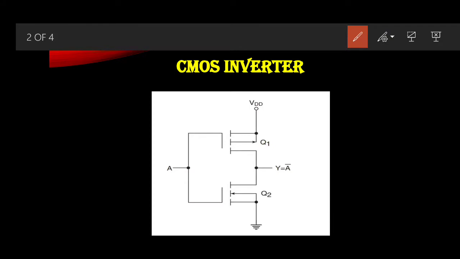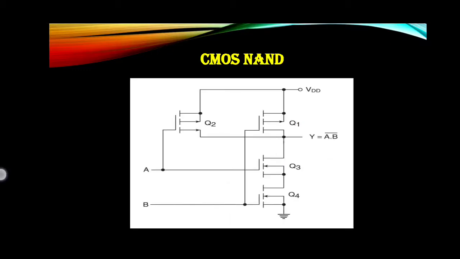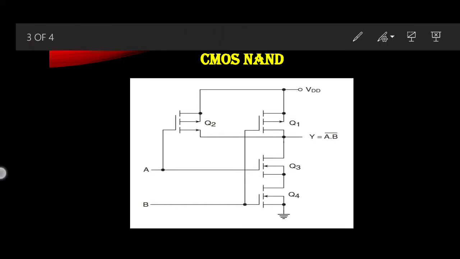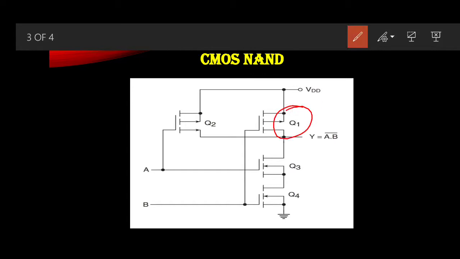Now we will talk about the NAND gate. Here you can see the diagram of the NAND gate. In the figure you can see the basic circuit implementation of a 2 input NAND gate. As you can see, there are 2 P channel MOSFETs, that is Q1 and Q2. I will mark them. This is Q1 and this is Q2.